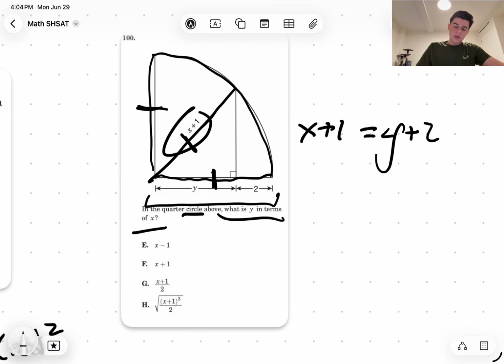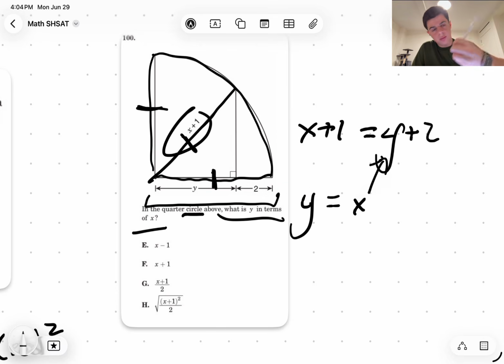So to solve for y in terms of x, all we have to do is isolate y here. So we subtract 2 from both sides. So y equals x, and then plus 1 minus 2, minus 1. So that is the answer. Very straightforward.